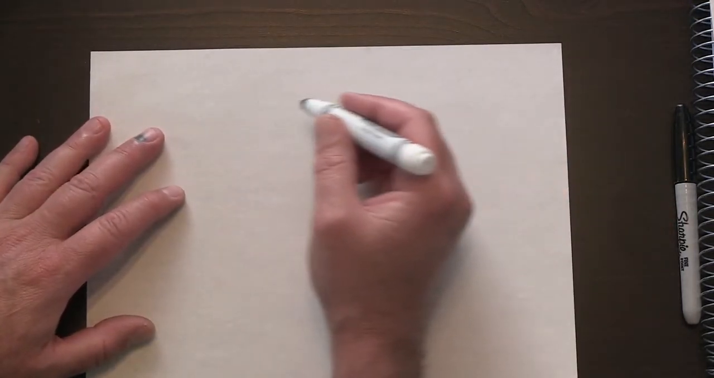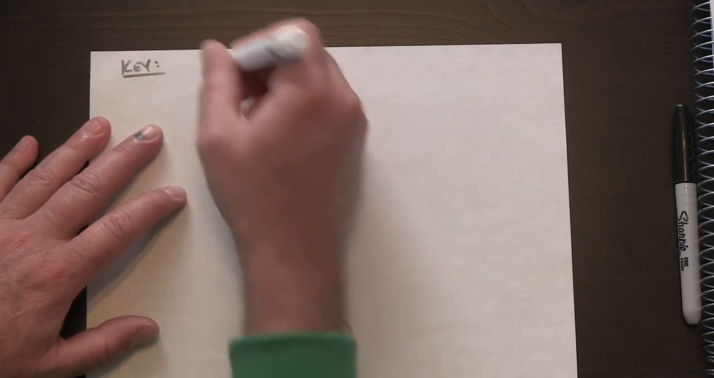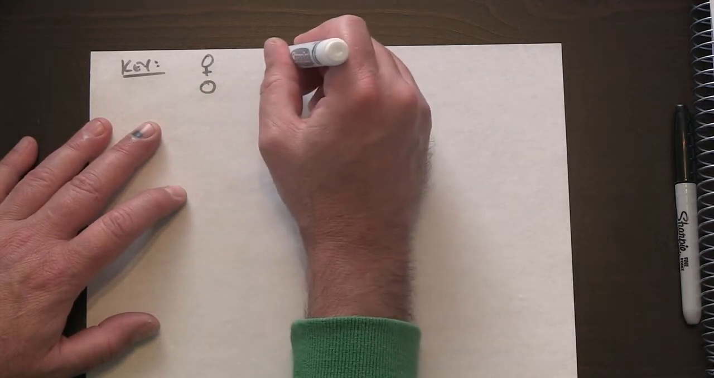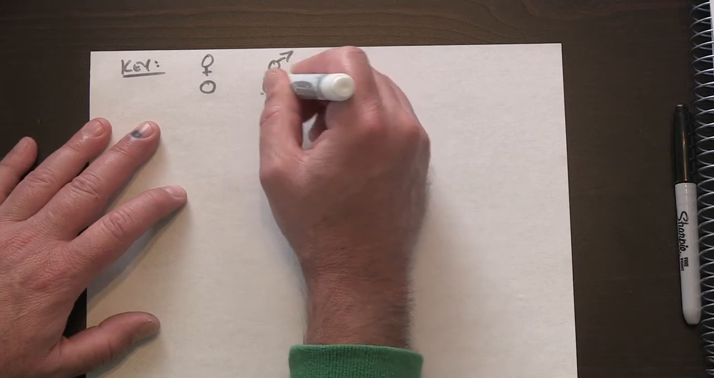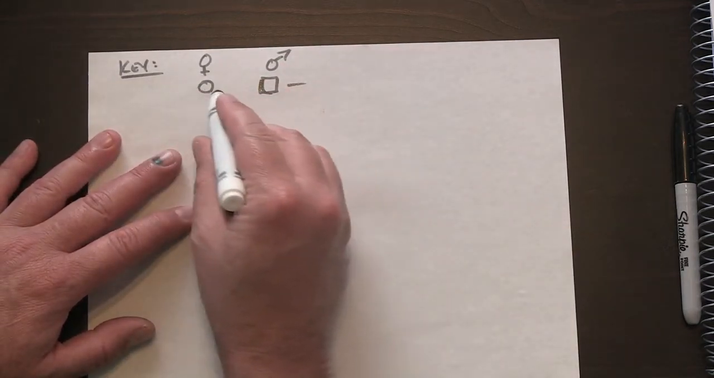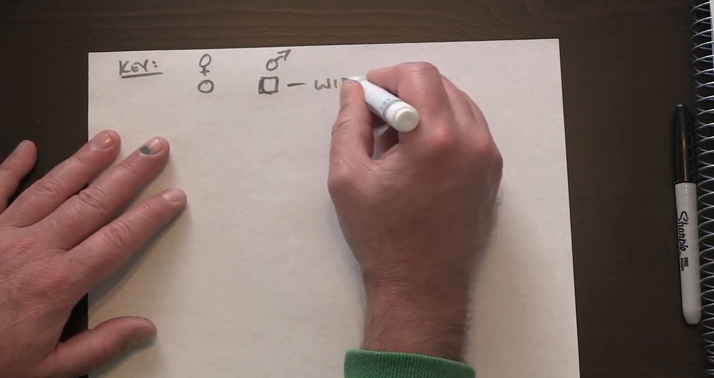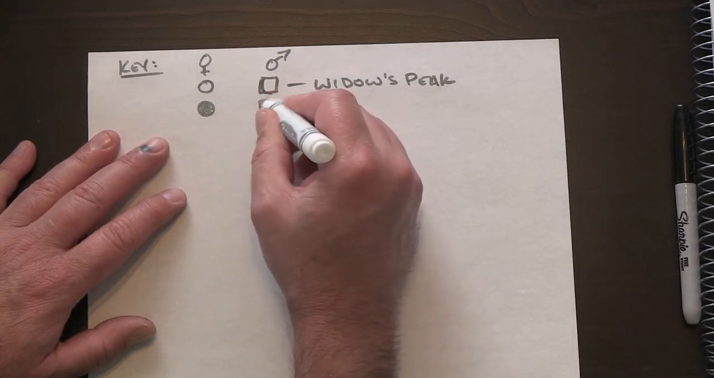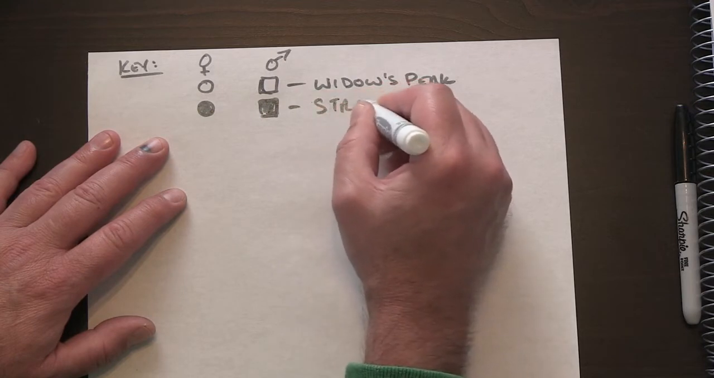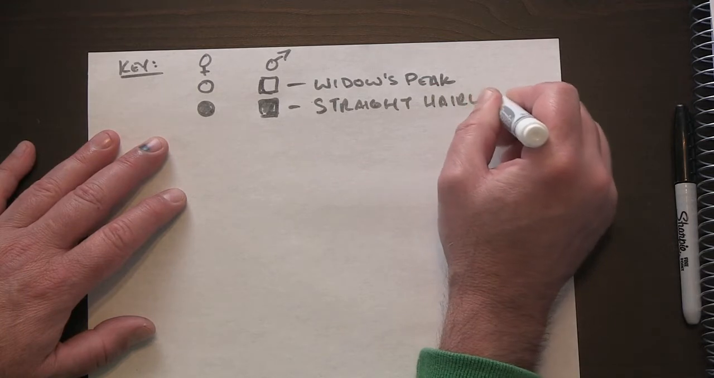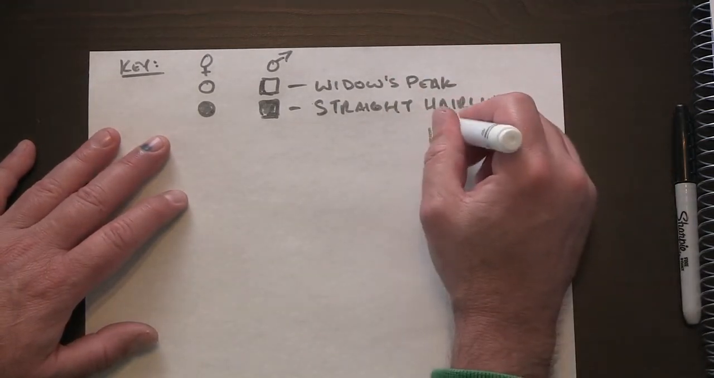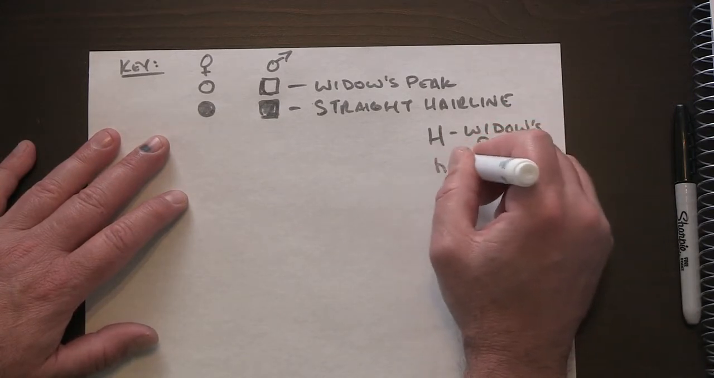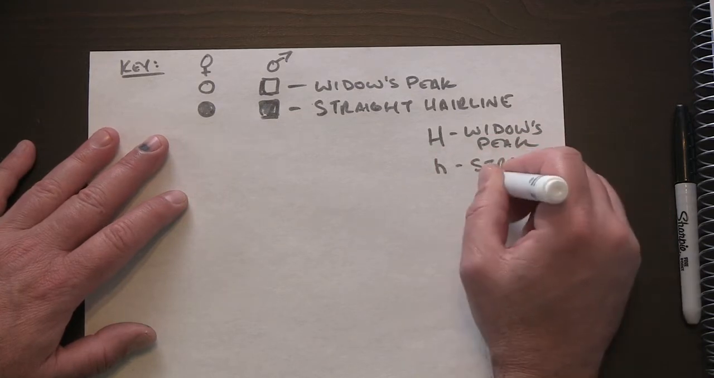So the way that these are written or diagrammed is a female is assigned a circle, and the males are square, okay? And we're going to say if it's a hollow, empty circle or square, they have a widow's peak. And if it's a solid circle or square, they have a straight hairline. And we're going to say that big H is the allele for a widow's peak, and little h is a straight hairline.